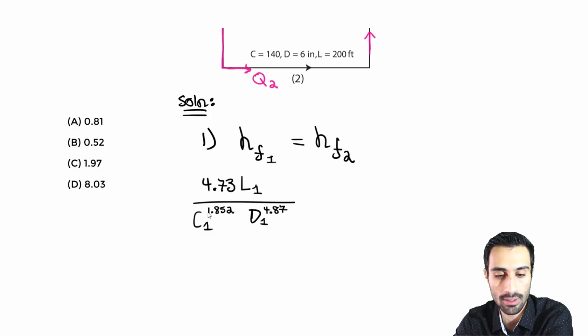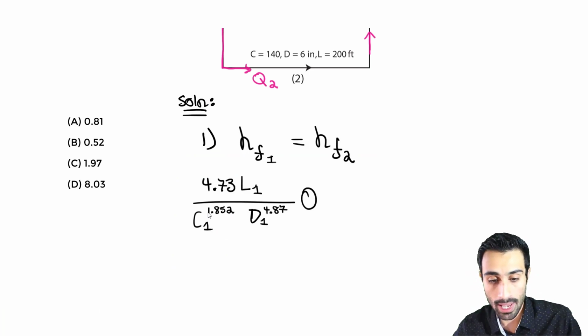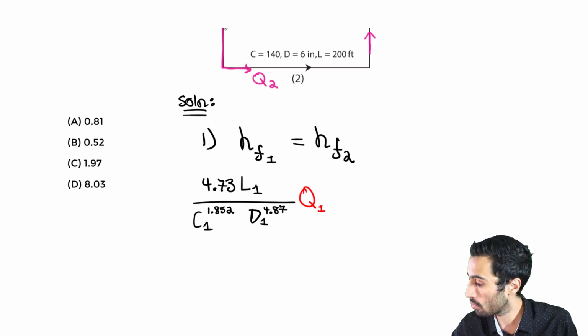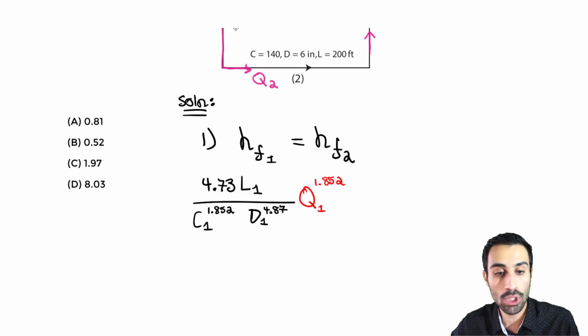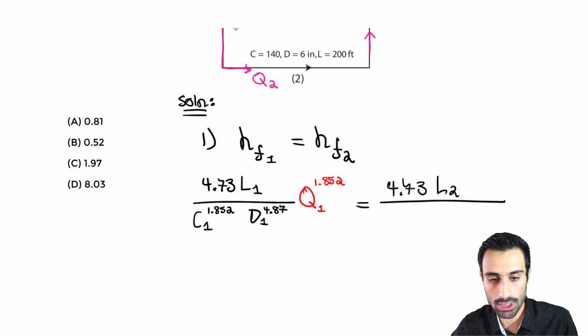So if I go back here, the Q value is going to be just Q1. And let me stick with my colors. We denoted that in red, Q1, and we raise that to the power of 1.852. And we do the same thing for pipe 2. So this one, 4.73, we take that times L2, the bottom one. We're focused on this one.